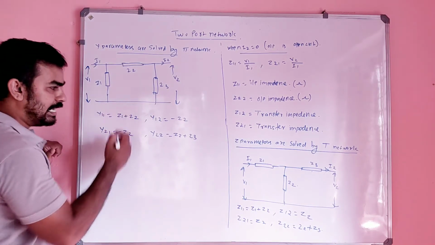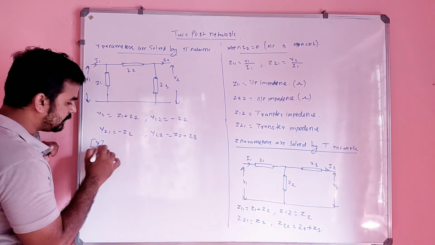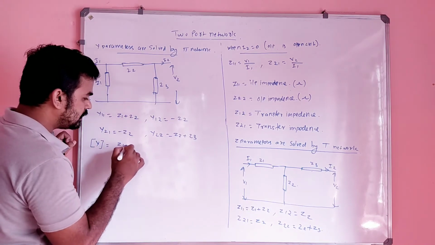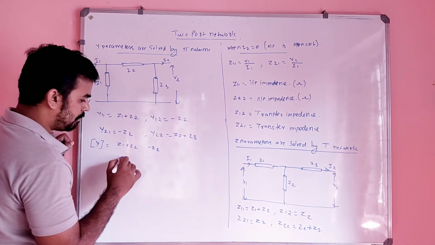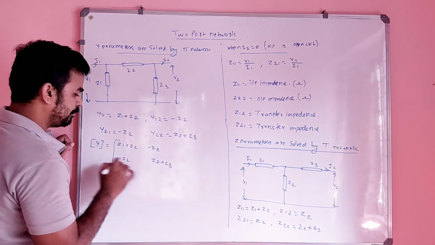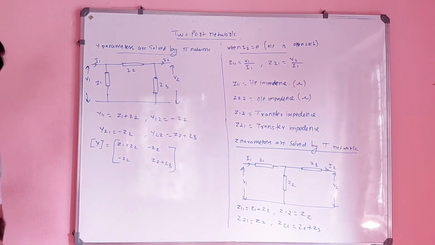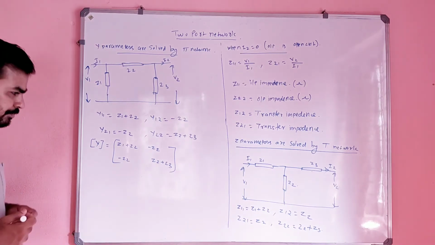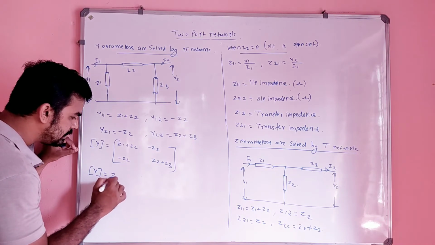So how can we write it in matrix form? Y matrix is nothing but Z1 plus Z2, minus Z2, minus Z2, Z2 plus Z3. Is it clear? And one more thing, Y is nothing but Z inverse.